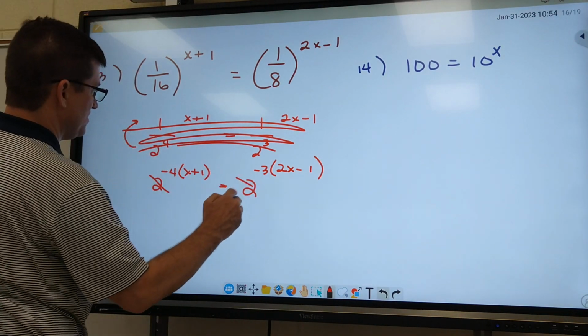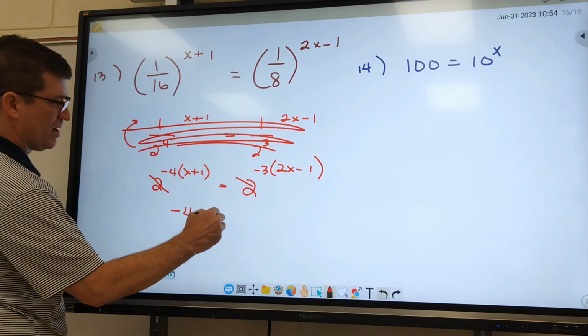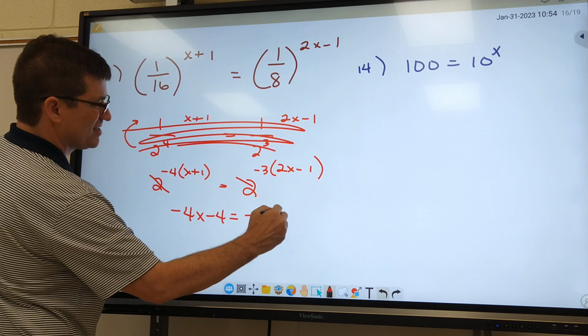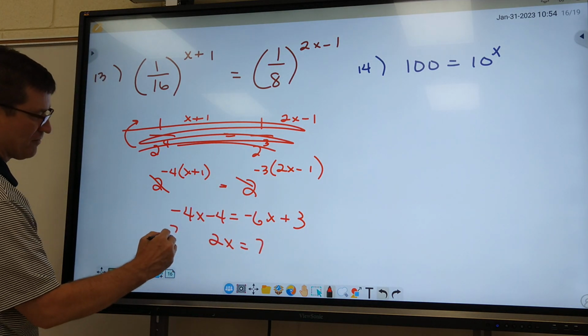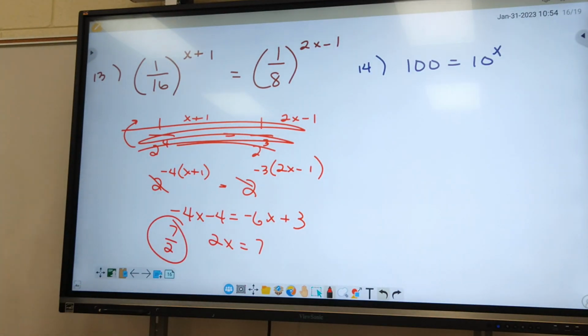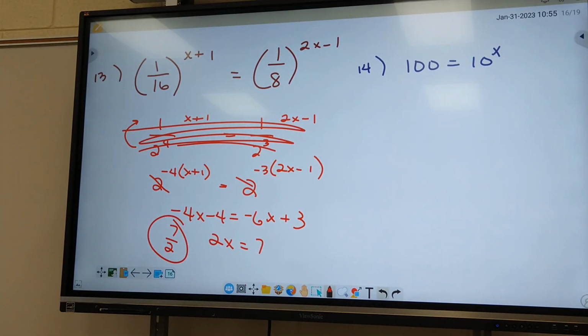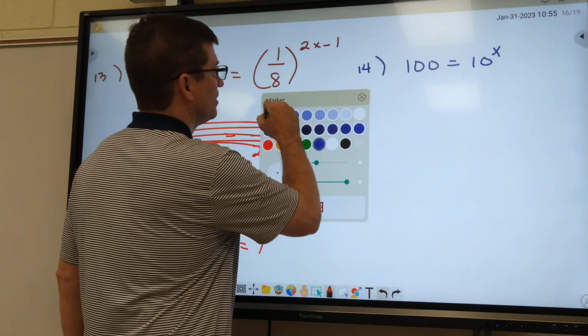All right, so mark these out. I got negative 4x minus 4 equals negative 6x plus 3. 2x equals 7. I got a fraction. Check my answer. I got 7 over 2. All right, we get in some easy problems, some quick ones. 14 is really quick and really easy.